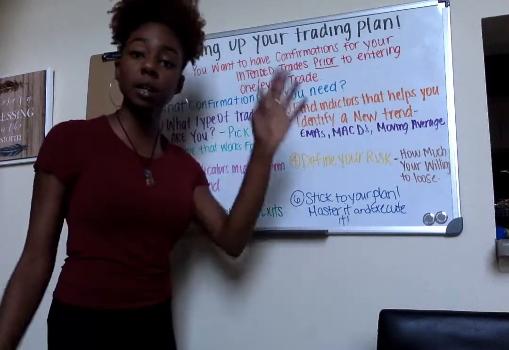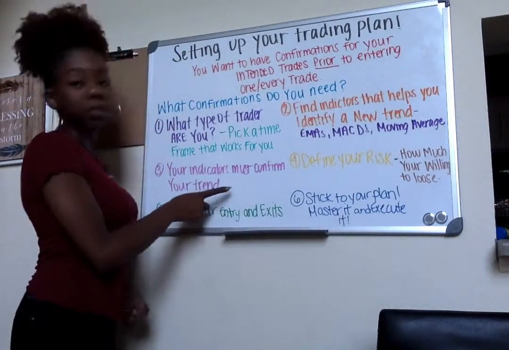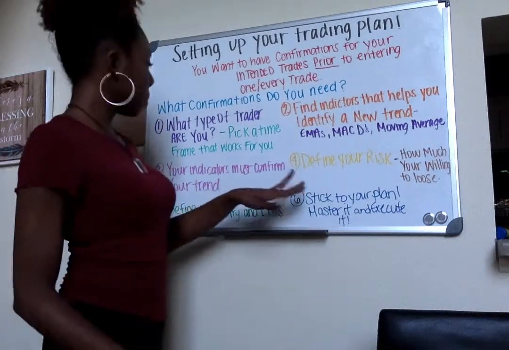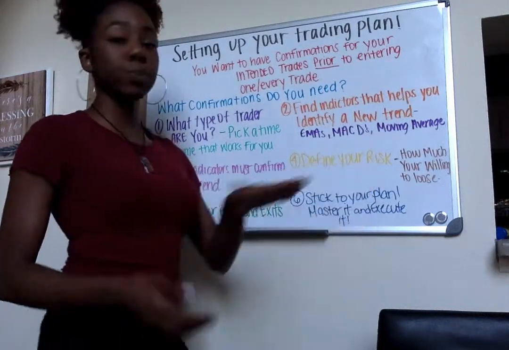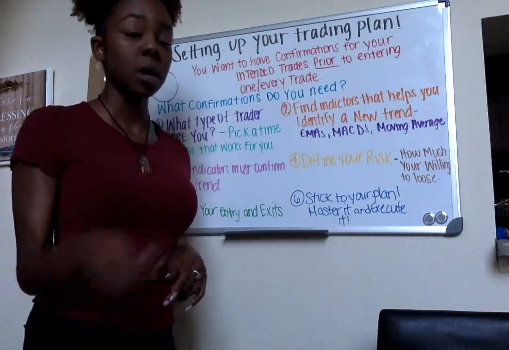You copy and paste and add it to your MetaTrader. Your indicators must confirm your trend. That kind of goes into 2. And then define your risk. Your plan is to help you figure out how much you are willing to lose in your market.